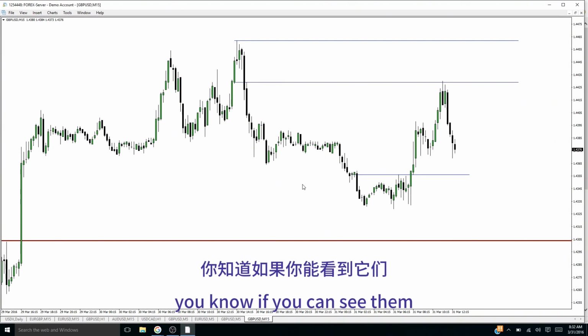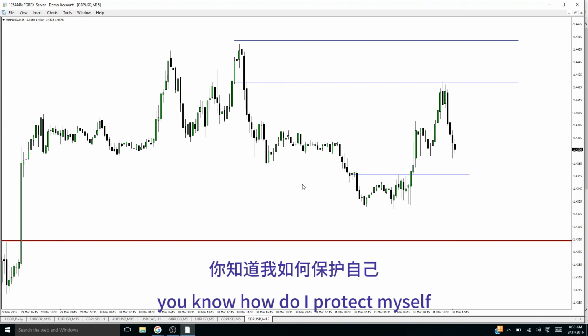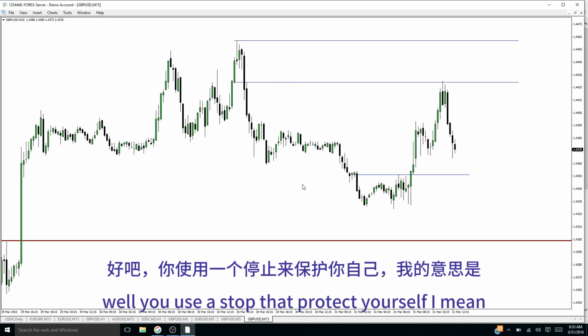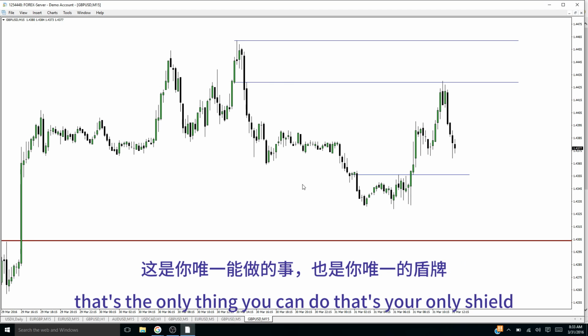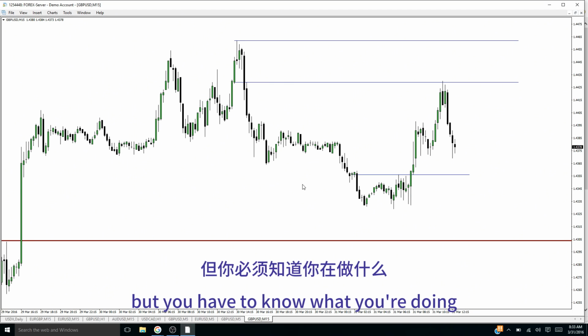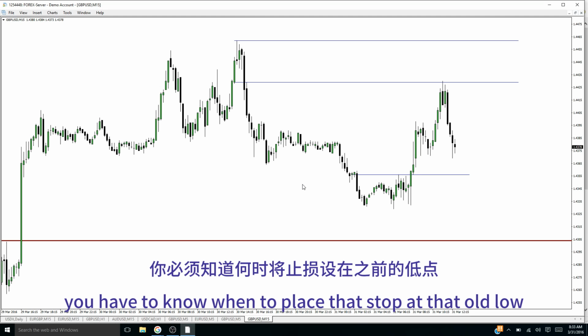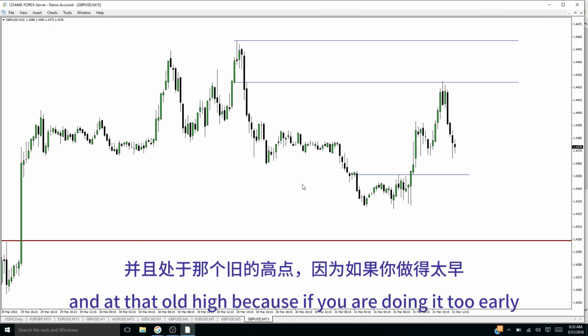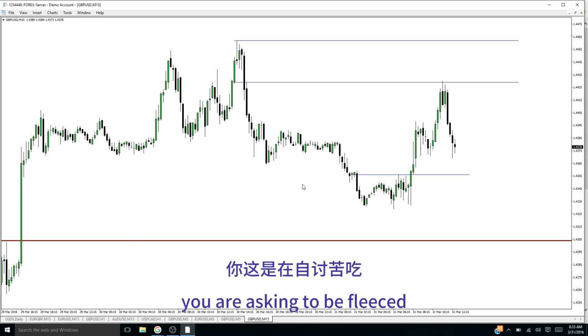They sent me emails like, if you can see them, how do I protect myself? Well, you use a stop to protect yourself. I mean, that's the only thing you can do. That's your only shield. But you have to know what you're doing. You have to know when to place that stop at that old low and at that old high, because if you are doing it too early, you are asking to be fleeced.